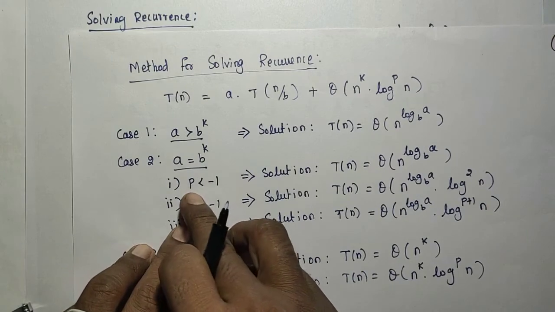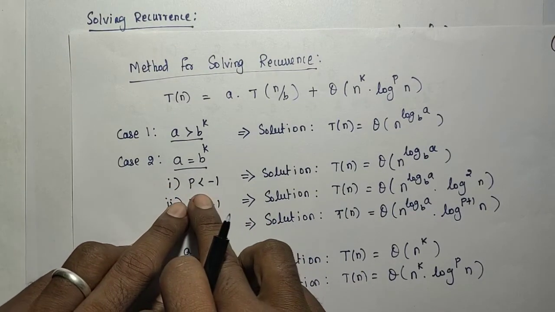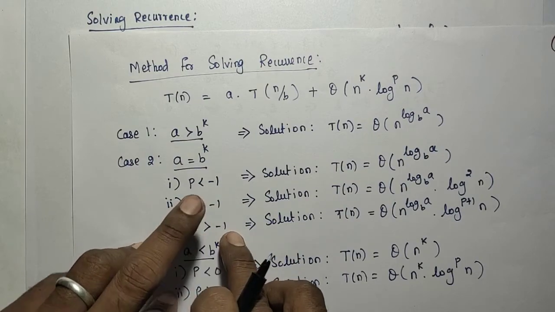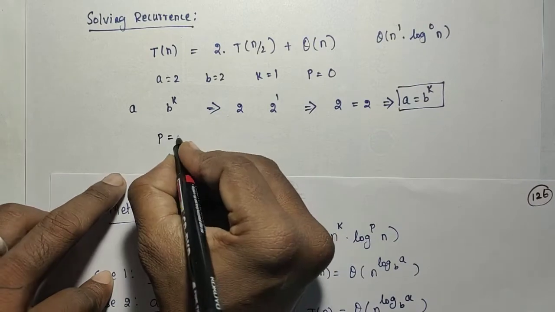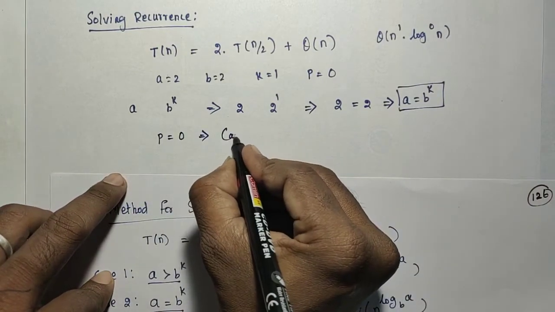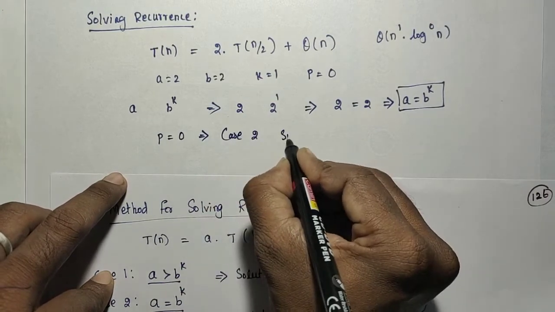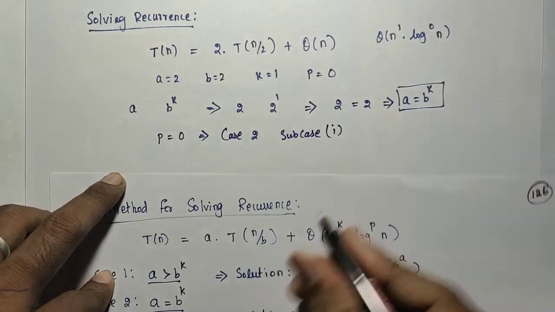In the second case, I need to check that p value. Subcases 1, 2, 3: p less than minus 1, equal to minus 1, greater than minus 1. In this case, p equal to 0. It means that case 2 and subcase... like that we have to identify.